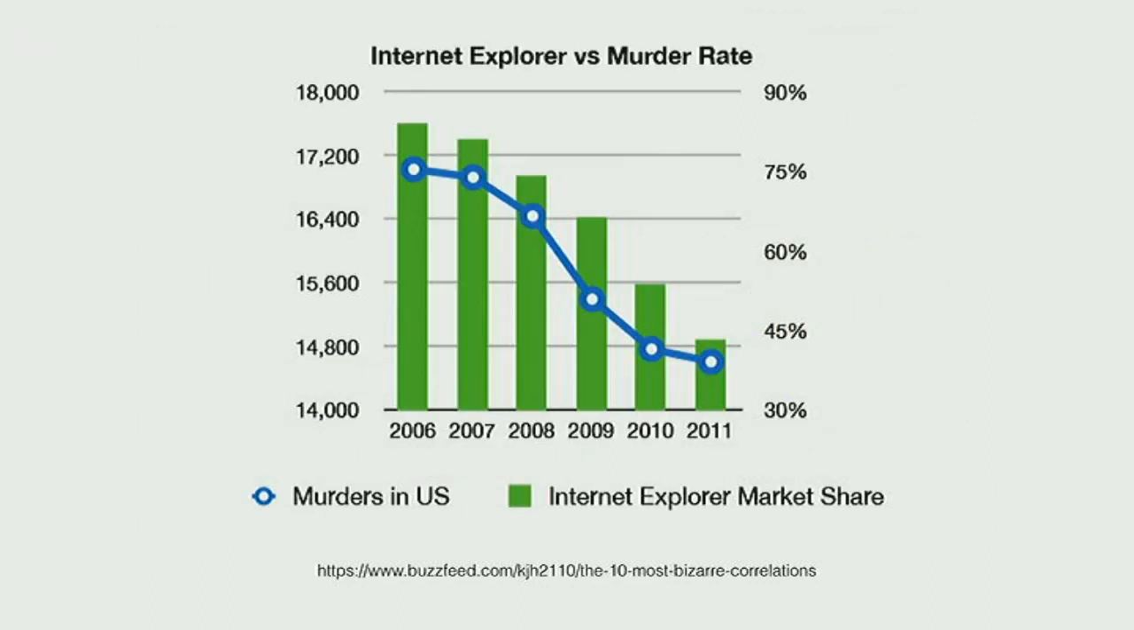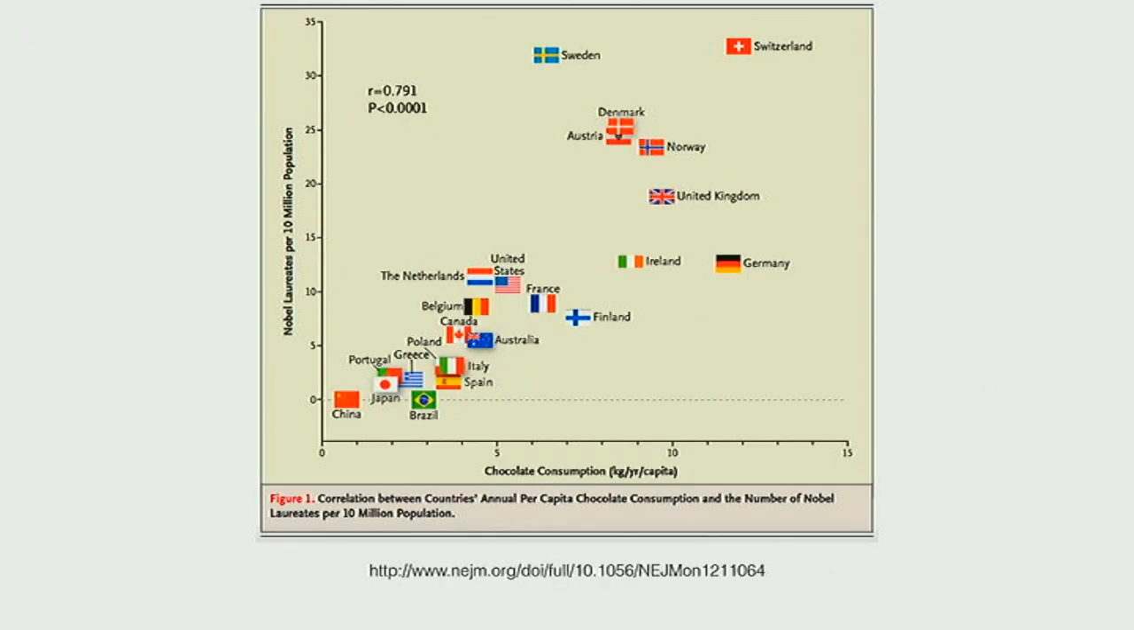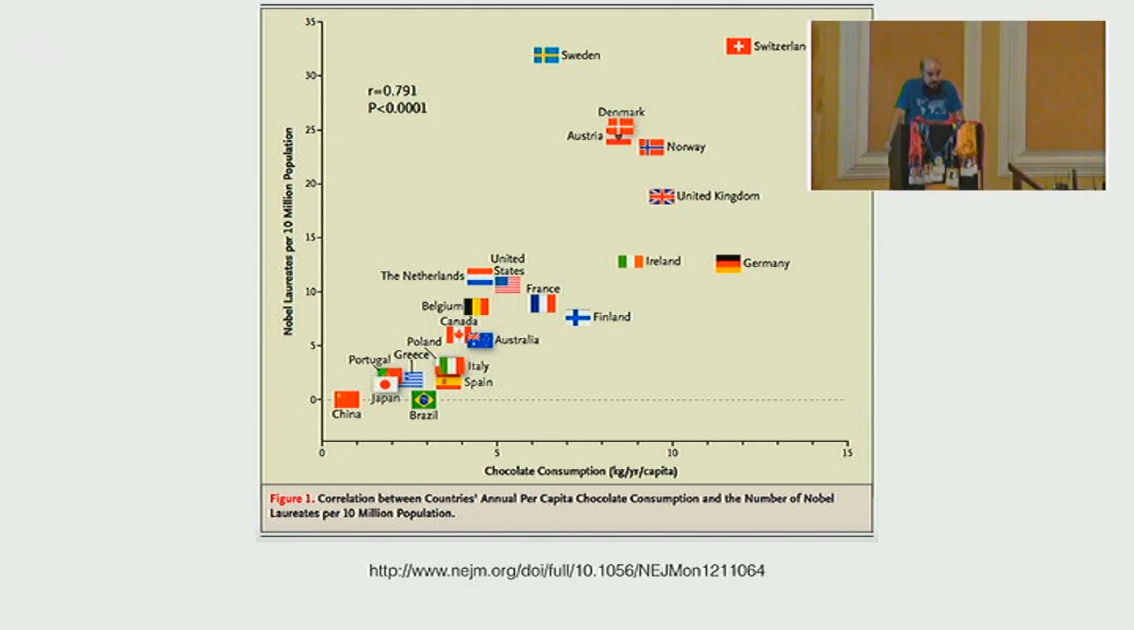The number of users of Internet Explorer and the number of murders in the US, they clearly correlate. And finally, one of my favorite, the consumption of chocolate per country and the number of Nobel Prizes per country. And you see the nice linear correlation. So more chocolate means more Nobel Prizes. There are a couple of outliers. There's Sweden having more Nobel Prizes than expected. Who knows why? And Germany, for once, not very efficient at converting chocolate into Nobel Prizes.